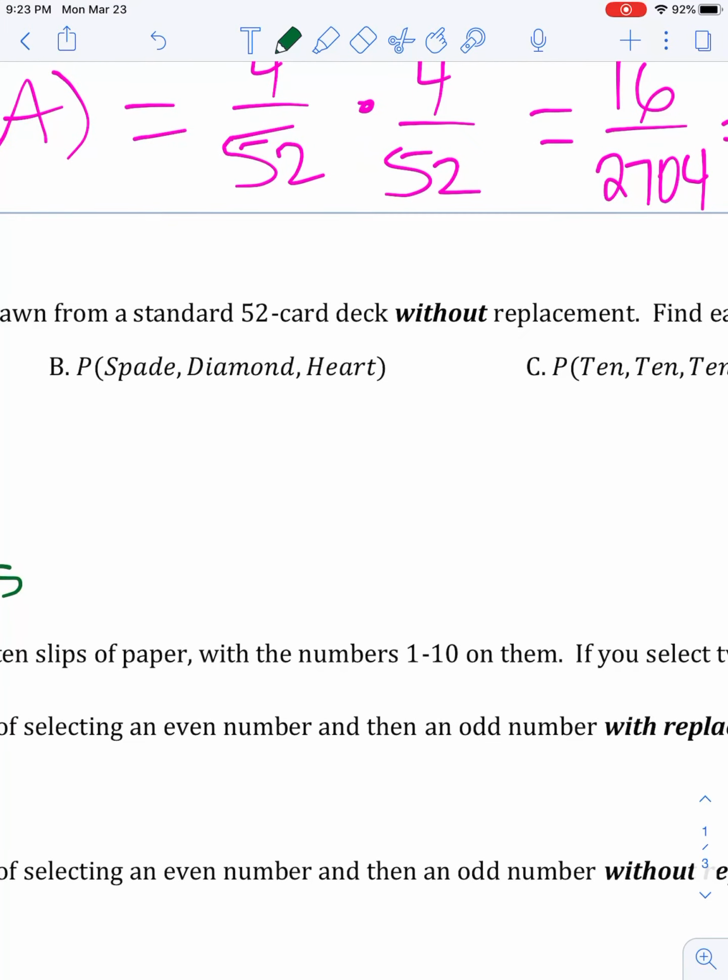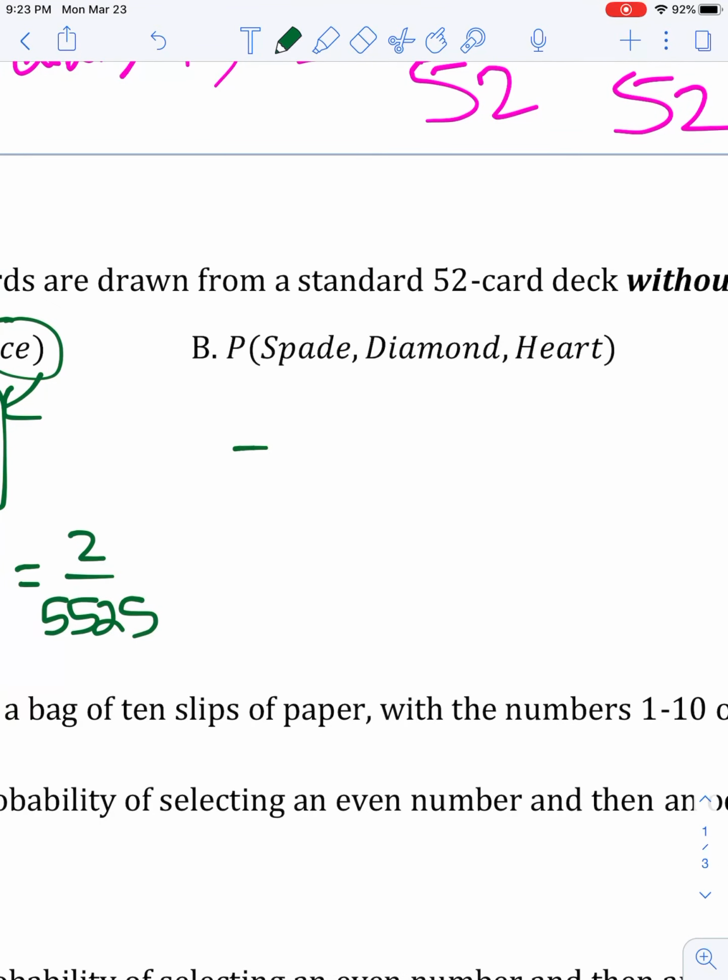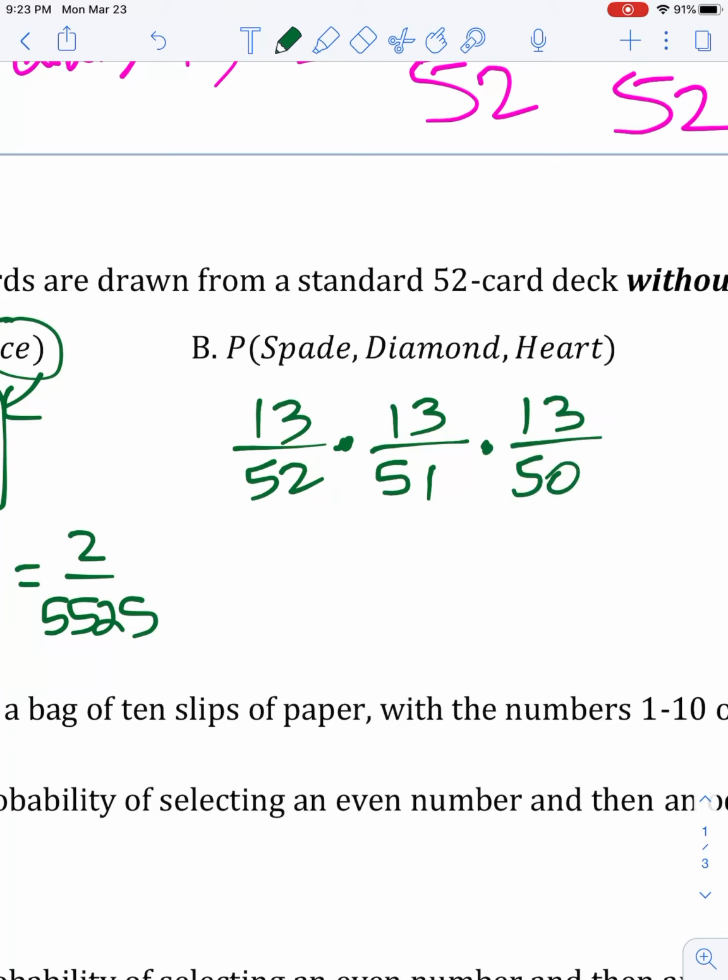All right, part B is the probability of getting a spade, then a diamond, then a heart. So out of 52 cards, there are 13 cards that are spade. If I've picked a spade, 1 card is gone and there's only 51 left, but there's still 13 diamonds remaining. If I've picked a spade and then a diamond, now there's only 50 cards left, but there's still 13 hearts remaining. So every single time I have 13 on top, but my denominator changes from 52 to 51 to 50. All right, there's the work for part B. If you do the math here, we have 2,197 over 132,600. And I don't think that reduces.